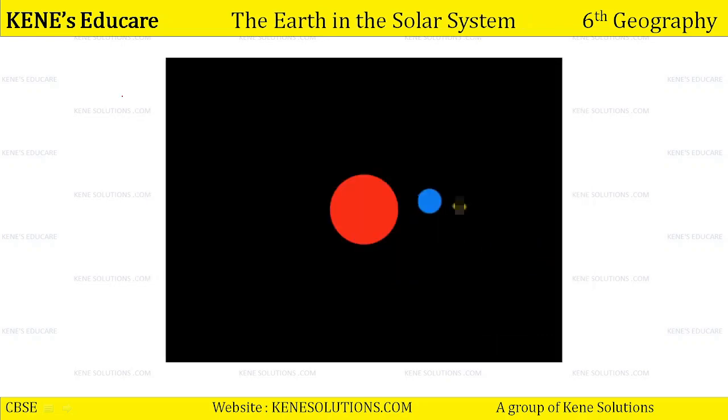ठीक है? हमने पिछले ग्राफिक्स में ये देखा था that earth revolves around the sun while rotating on its own axis. यहाँ इस graphic में हम ये दिखाना चाह रहे हैं that while the earth revolves around the sun, the moon revolves around the earth.